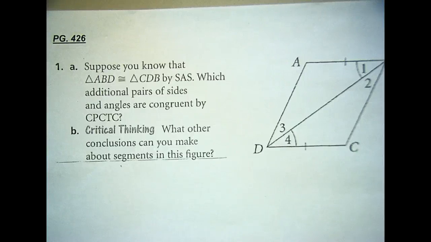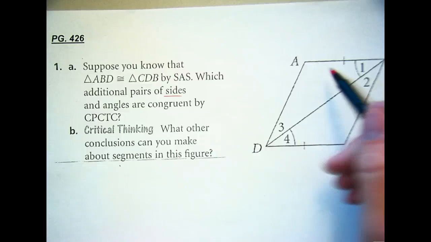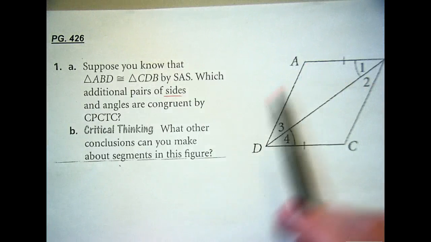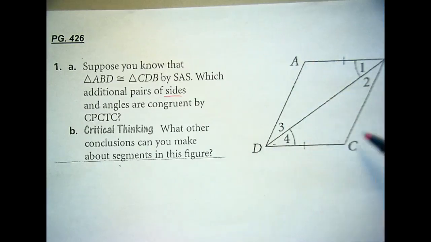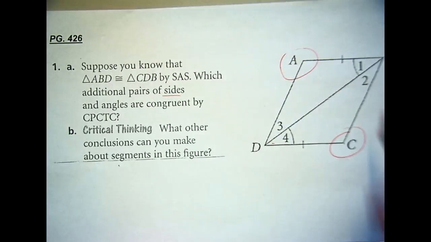All right, what'd you get, Haley? A and C would be congruent. Okay, we're looking for a pair of sides, so A. Oh, sides. Oh, well, that'd be A and D and C and B. Okay, good. So A corresponds to angle C, so A to D would go C to B.